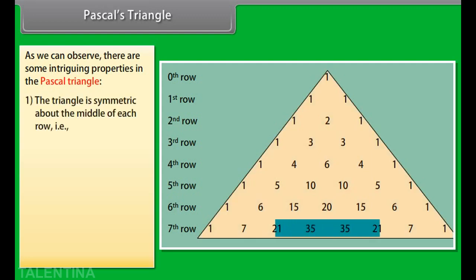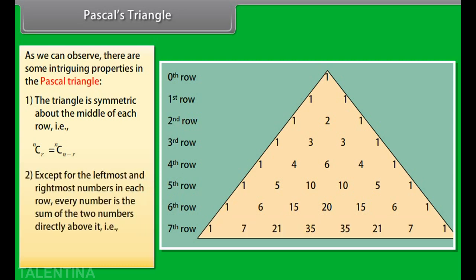The triangle is symmetric about the middle of each row, that is, nCr is equal to nC(n − r). Except for the leftmost and rightmost numbers in each row, every number is the sum of the two numbers directly above it, that is, nCr is equal to (n − 1)C(r − 1) plus (n − 1)Cr.